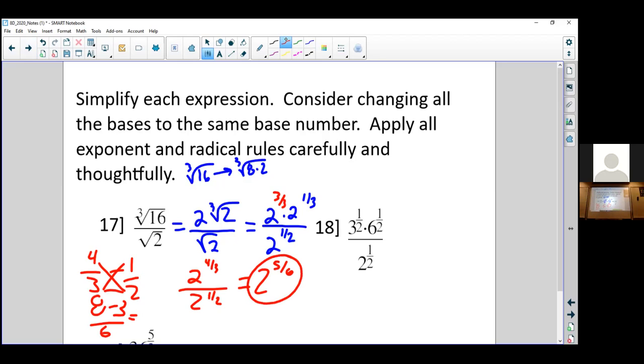Ooh, that was, ooh. So I made an error. I did not need to show this step. I probably should have jumped right to this step.